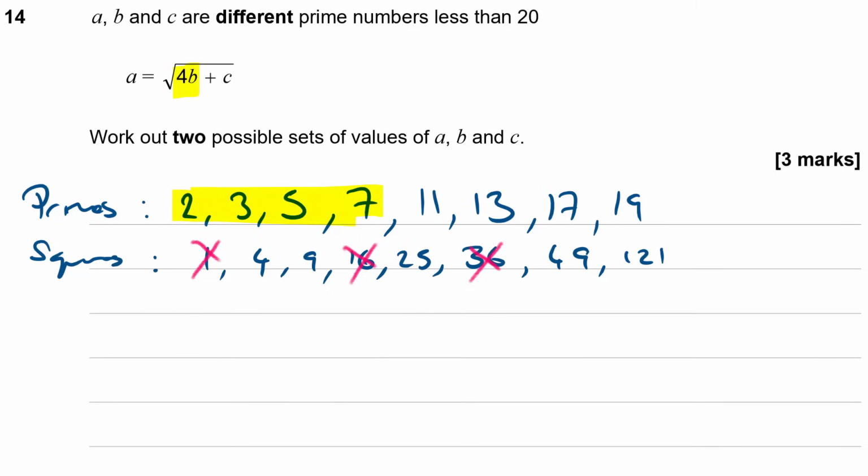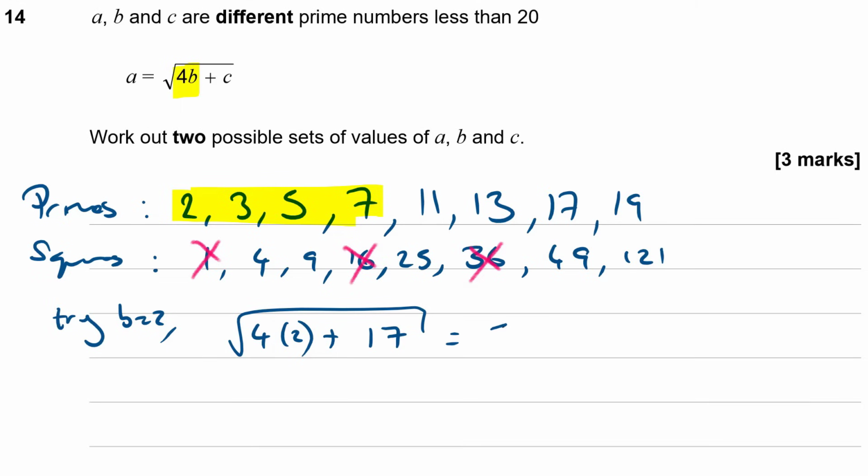Okay, so let's try a small value of B to start with. Let's try B is 2. So 4 lots of 2 is 8. Now can we pick another prime number to add to 8 in order to get one of our squares that we're looking for? Okay, so let's go through. 8 plus 3 would be 11. No. 8 plus 5 would be 13. That doesn't work. 8 plus 7 is 15. Nope. 8 plus 11 is 19. 8 plus 13 is 21. 8 plus 17 is 25. Now that is one of our options. So 8 plus 17 is 25, and when I square root it, the square root of 25 would be 5. So that's one possible solution, isn't it?